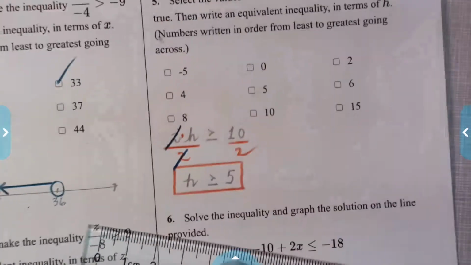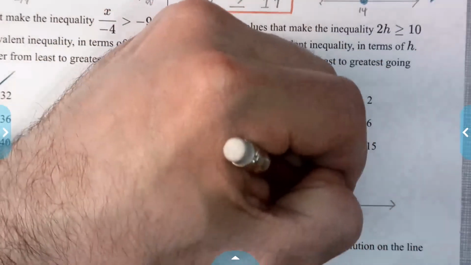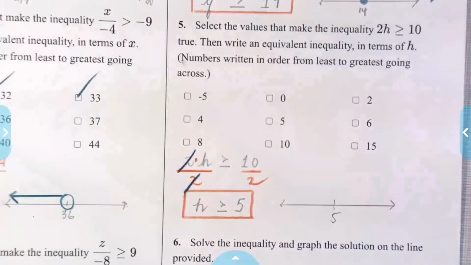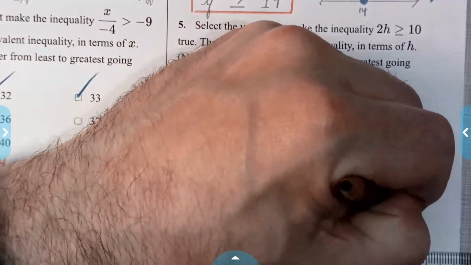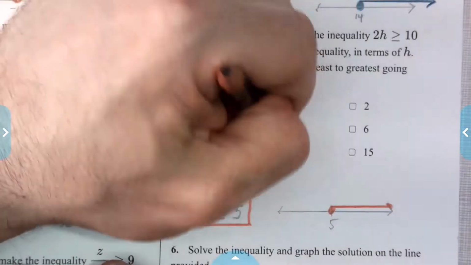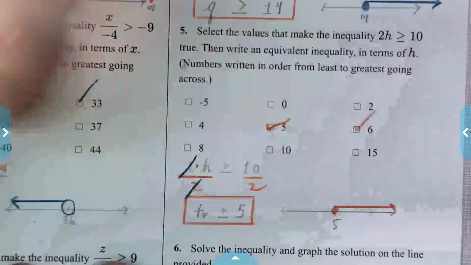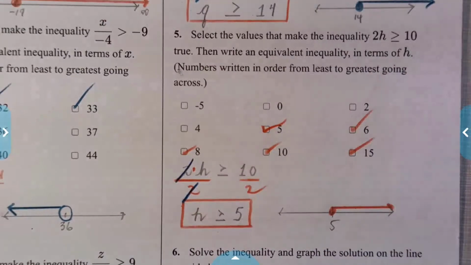And here comes the world's fastest graph. Here we go. 1, 2, 3, 4, 5. 5 seconds to graph the inequality h is greater than or equal to 5. So yes, we'll check 5. We'll check 6, 8, 10, and 15. And we'll leave negative 5, 0, 2, and 4 alone because they are less than 5.